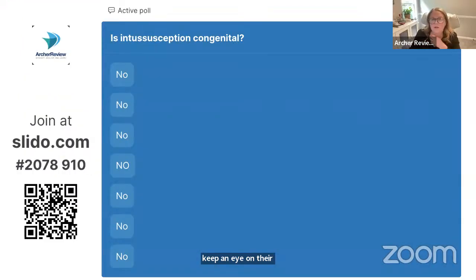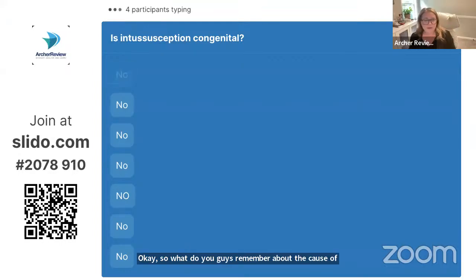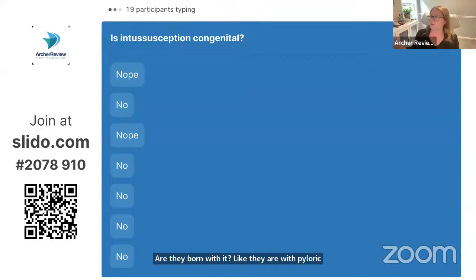Okay, so what do you guys remember about the cause of intussusception? Is it congenital? Are they born with it? Like they are with pyloric stenosis or an omphalocele? How do they get intussusception? I love it. Nope.